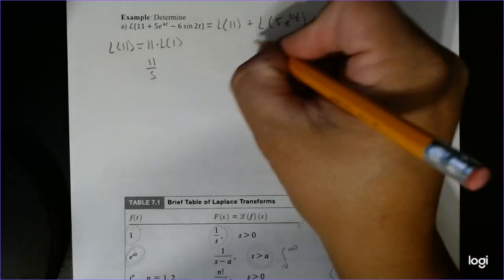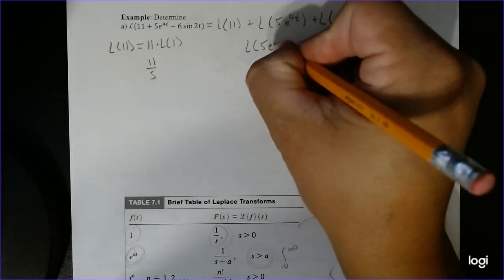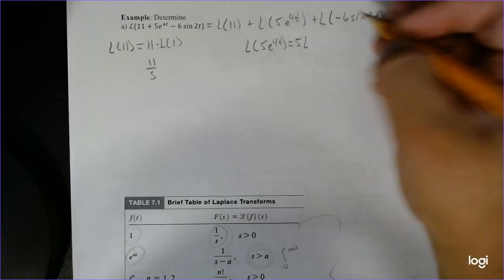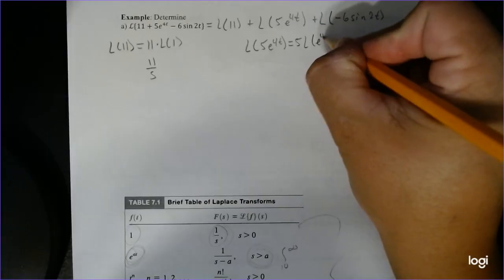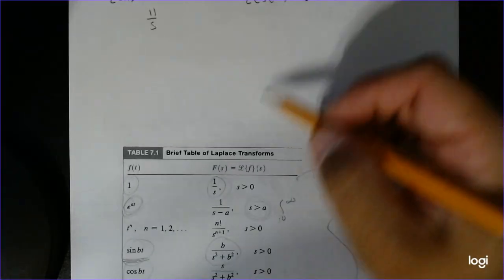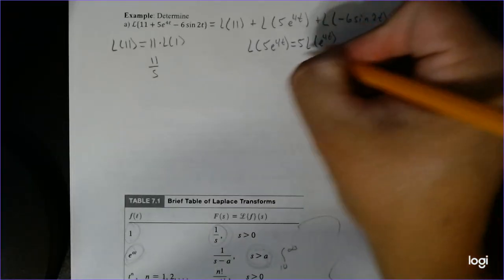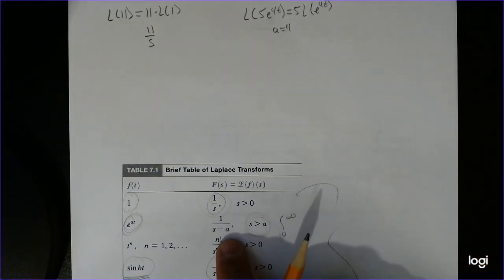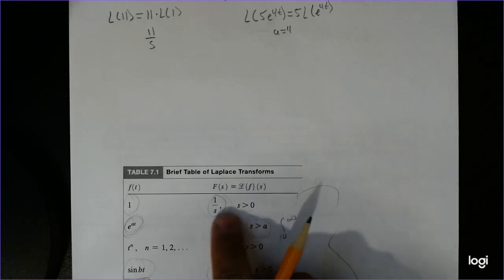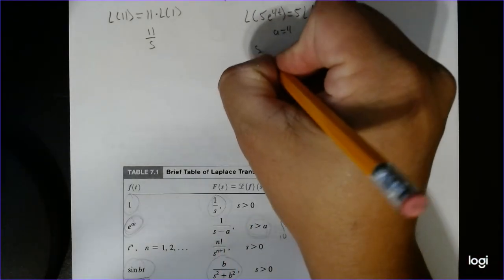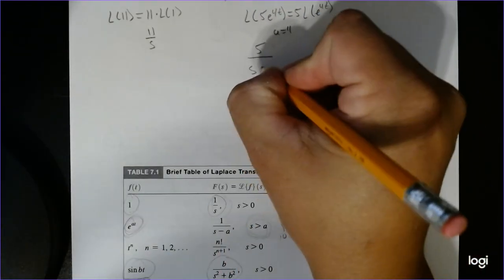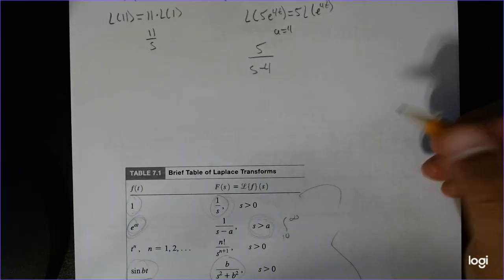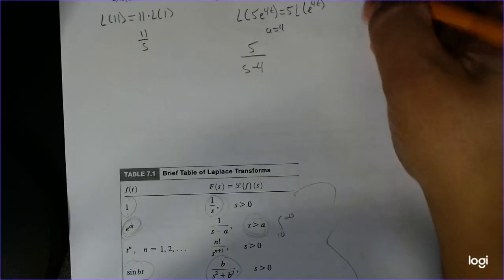So the Laplace transformation of 5e to the 4t is equal to 5 times the Laplace transformation of e to the 4t. So now I go down here. This follows this template where a is 4. So therefore it's going to be 5 times this part here, so 5 over s minus 4. All right, and then finally the last one.